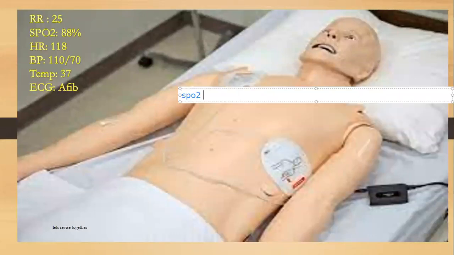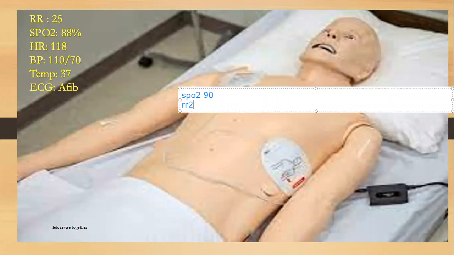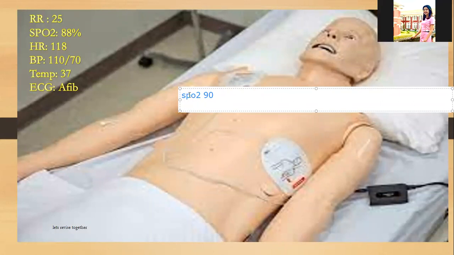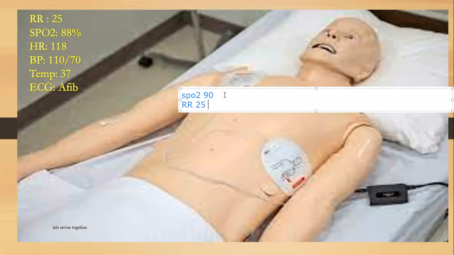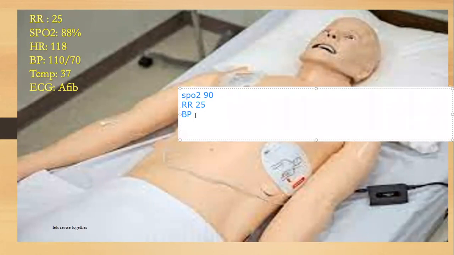Okay, oxygen saturation is now 90%. Respiratory rate is 20. Okay, John, now let me quickly assess your chest, so I need to expose you. Would that be fine? I will have a chaperone with me throughout the examination to ensure your privacy.